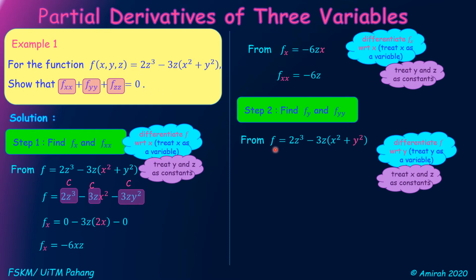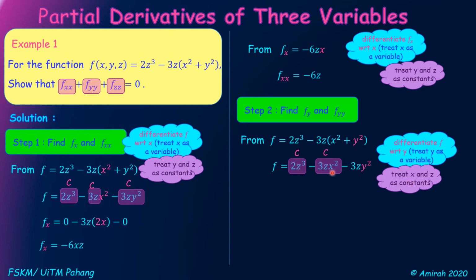So f equals 2z cubed minus 3z times (x squared plus y squared). Then we can expand first, so we get f equals 2z cubed minus 3z x squared minus 3z y squared. Alright, now we treat y as a variable. To avoid error and make it easy to differentiate, we can write y in a different color. From here, x and z are constants. So from here, we have z, so this is constant.